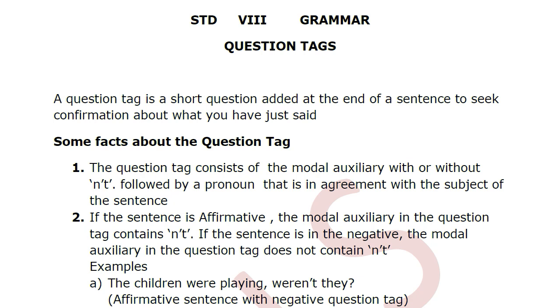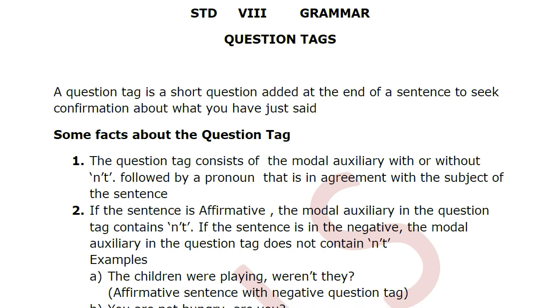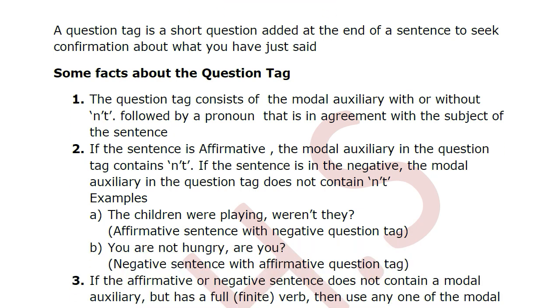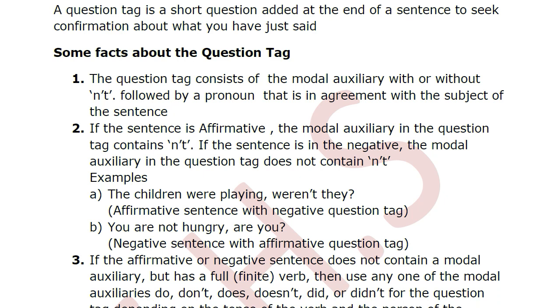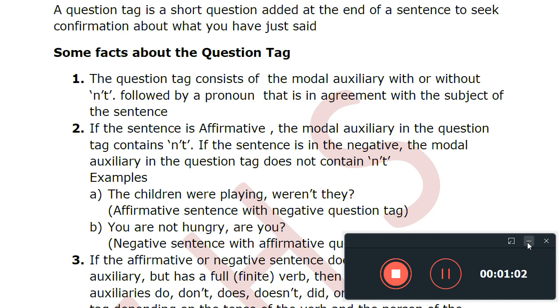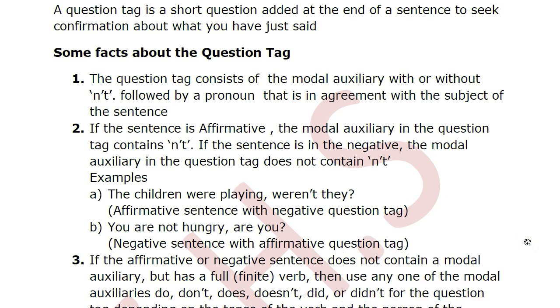So let's begin. A question tag is a short question added at the end of a sentence to seek confirmation about what you have just said. So, as you know, you add your question tag only and only after you have copied the sentence as it is, added a comma after it, and then you add your question tag. So, remember, copy your sentence as it is. After you have copied the sentence, then add a comma. After your comma, you will add your question tag.